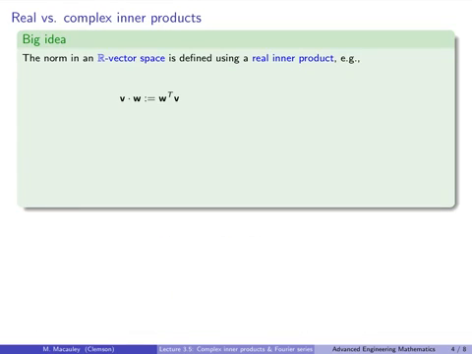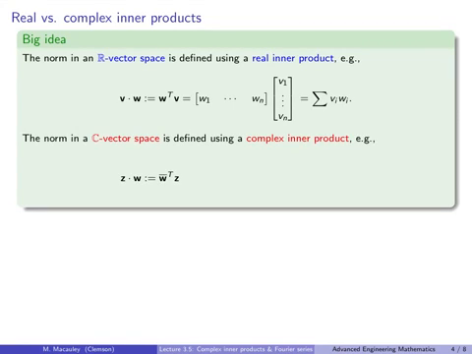Here's the big idea. The norm in a real vector space is defined using a real inner product. One example of that is the dot product. That is a real inner product. V dot W you can define as V transpose W. Some people define it as V W transpose. It doesn't really matter. This is what it looks like in matrix notation. And of course, that's the sum of vi times wi. You just multiply these entries together and add them up.